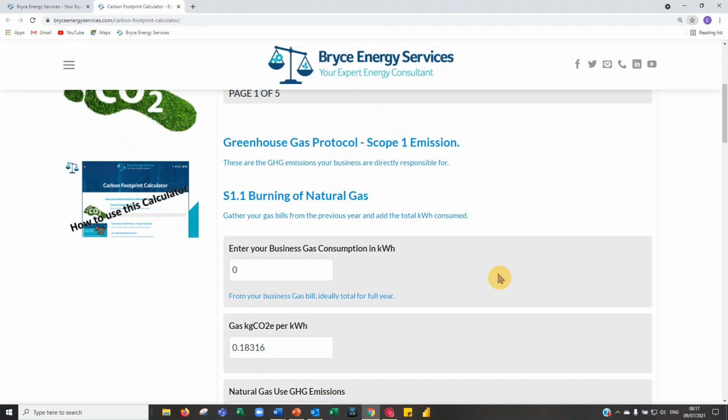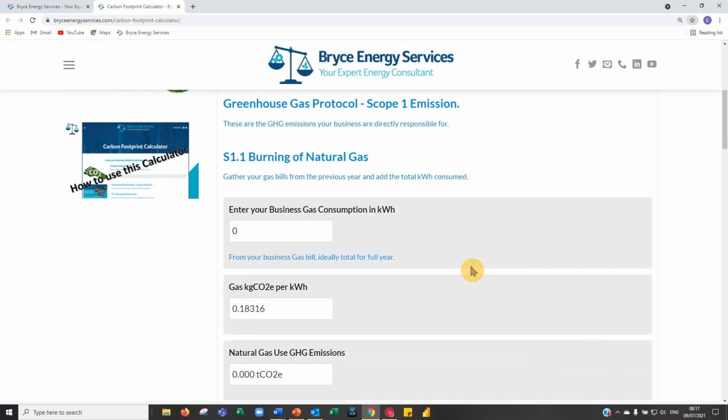Scope 2, effectively electricity usage by your business. And Scope 3, indirect emissions. So those emissions that your business is indirectly responsible for, primarily from suppliers and services provided by other businesses for whom your Scope 3 is their Scope 1 and Scope 2. So let's plow into this.